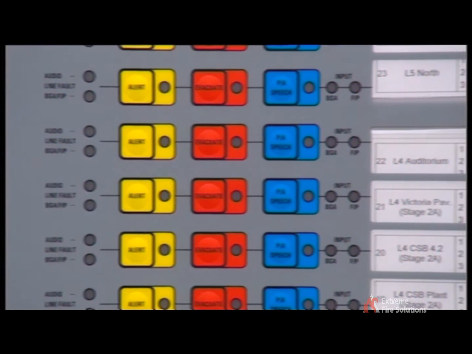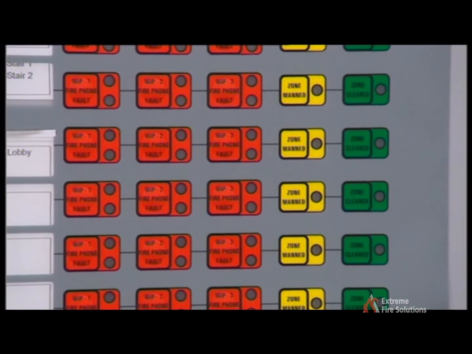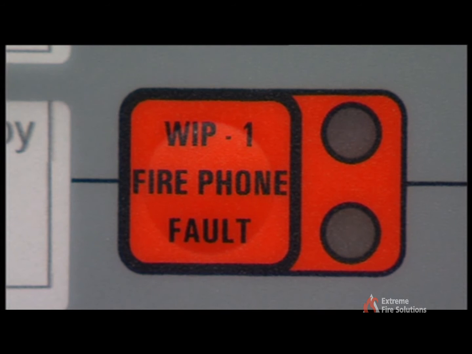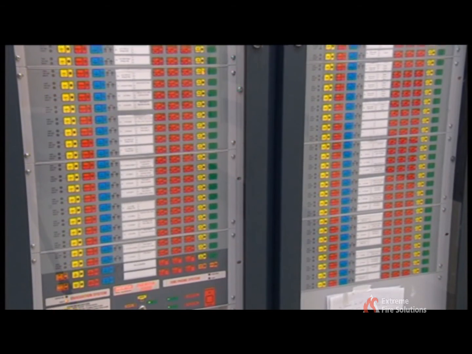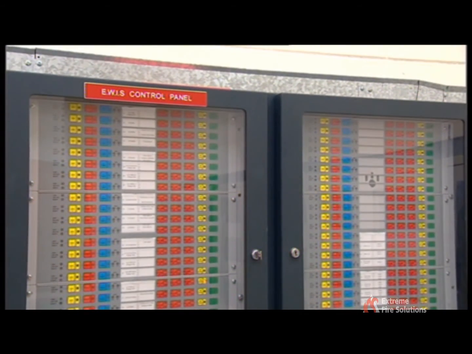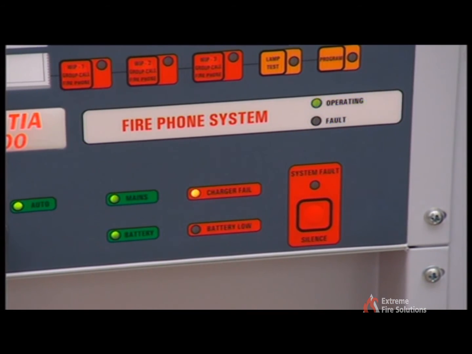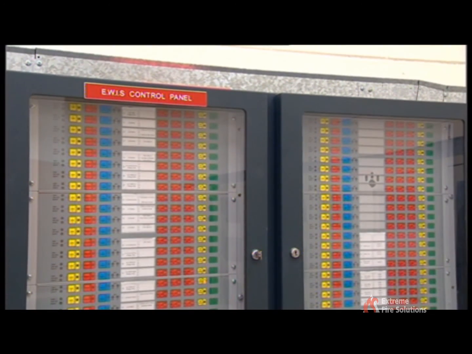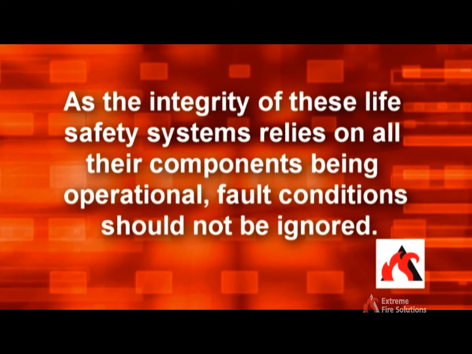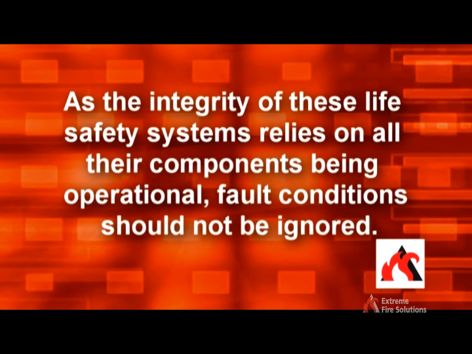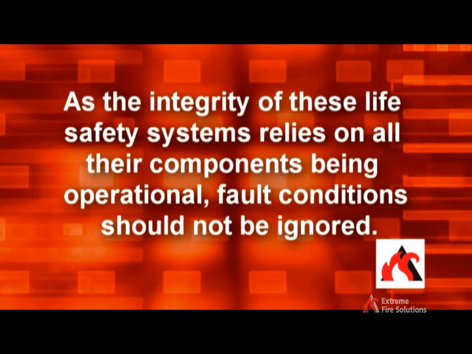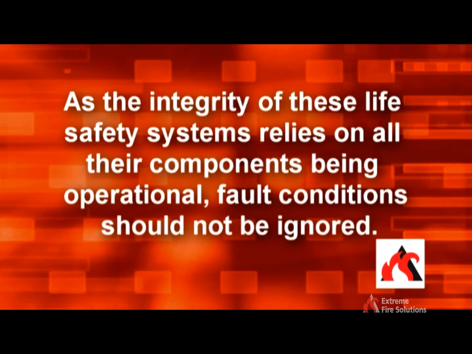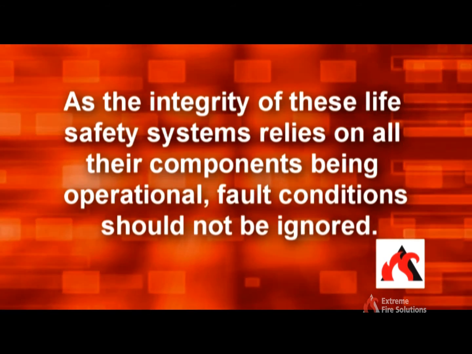To the right of the front panel are three red buttons with LEDs adjacent, labelled Fault. Should a fault develop on the whip circuit, the LED will illuminate. Should a fault indication occur, acknowledge the fault by pressing the silence button on the MECP. This will silence the alarm and record any fault indicators on the panel. As the integrity of these life safety systems rely on all their components being operational, fault conditions should not be ignored.